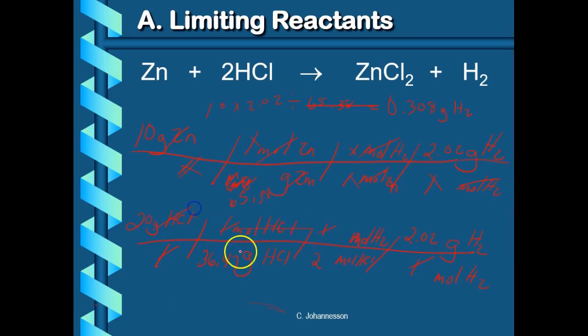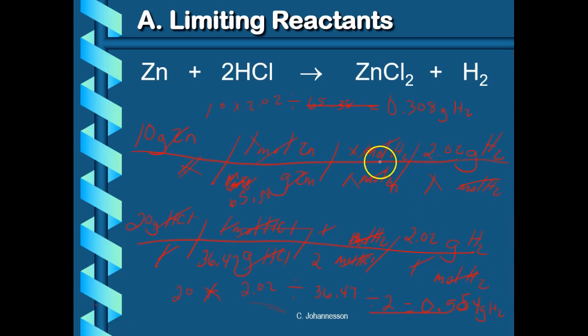Okay, down here, you're going to cross out your 1s. You're going to cross out your grams. You're going to cross out your moles of HCl, moles of H2. You do the math. It's going to be 20 times, that's a times, sorry, 2.02 divided by 36.47 divided by 2, which gives you 0.554 grams of H2.